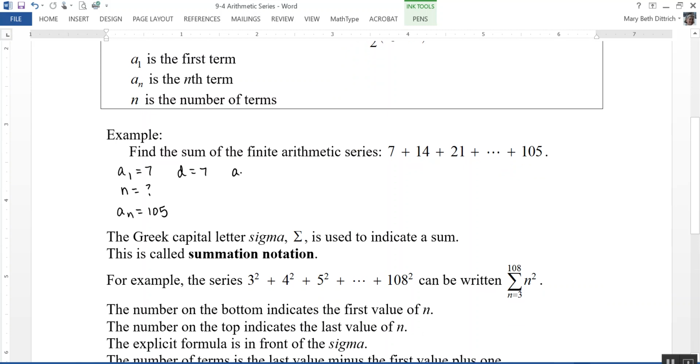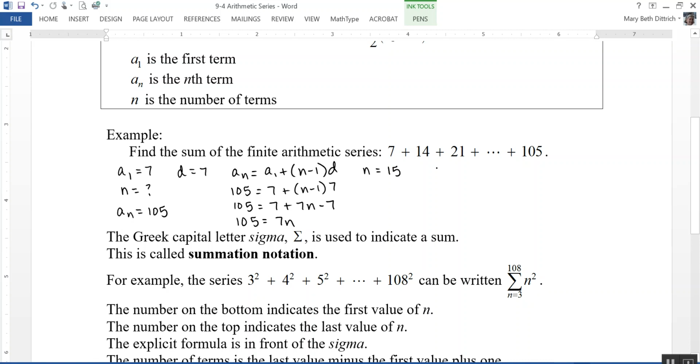So using the formula, a sub n equals a sub 1 plus n minus 1 times d. I know that my nth term is 105. My first term is 7 plus n minus 1 times 7. I think this is just going to work out nicely, that the 7s disappear. Plus 7n minus 7. So 105 equals 7n. So that means that n is equal to 15.